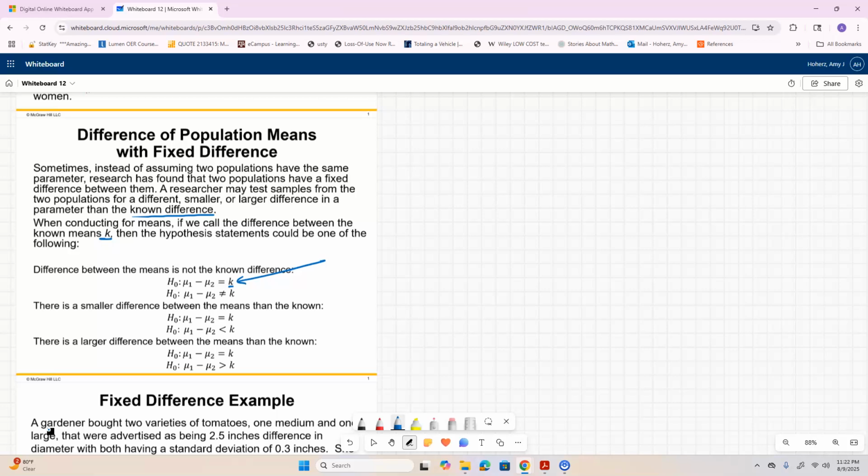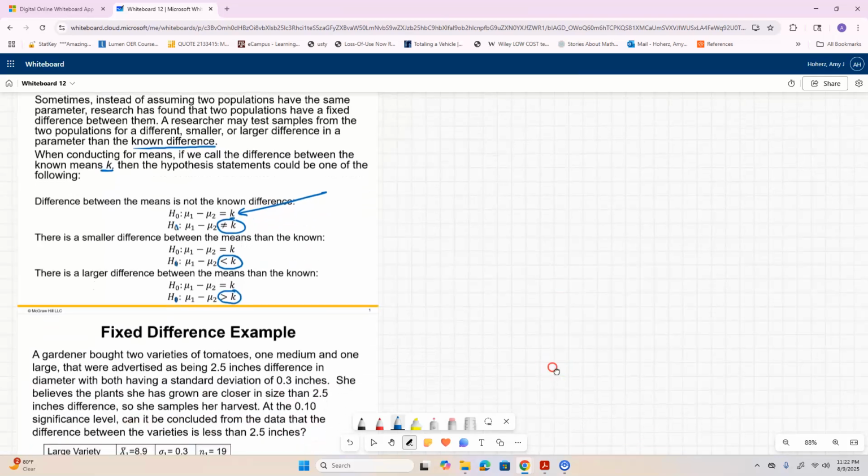And the researcher could either say, is that difference not K? Or is that difference smaller than the given K? Or is that difference bigger than the given K? But we're always looking at a difference for the null hypothesis. Oh, these ones have the second hypothesis wrong. These should all be 1s, of course. Get a little fixing on that. So null hypothesis, alternative hypothesis, H sub 0, H sub 1.